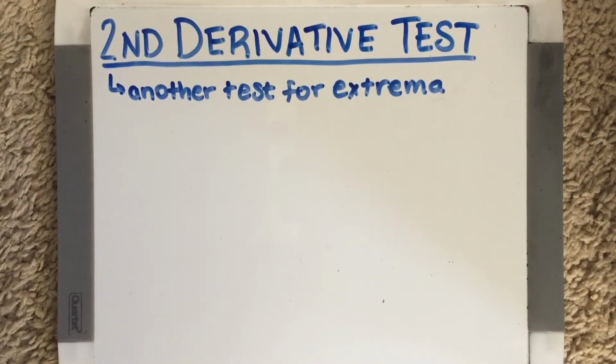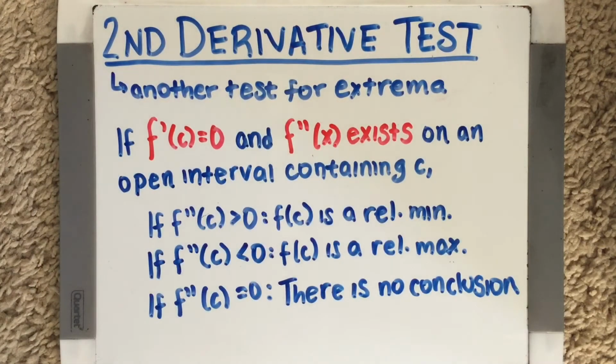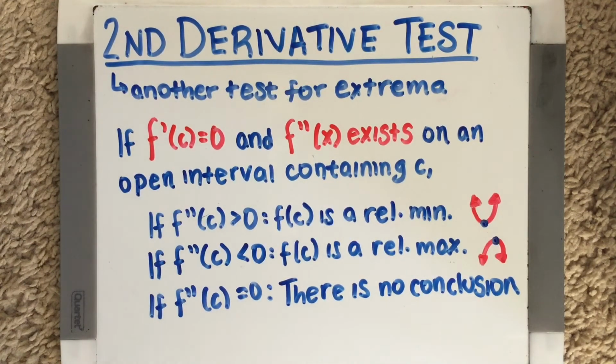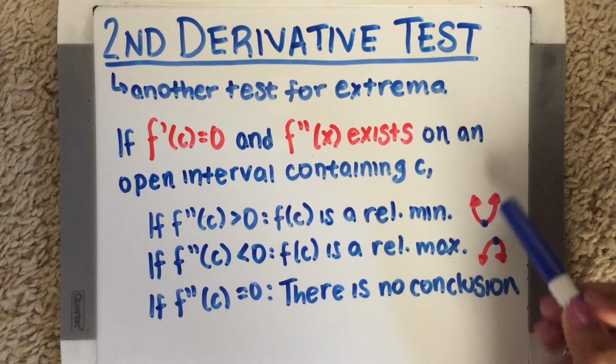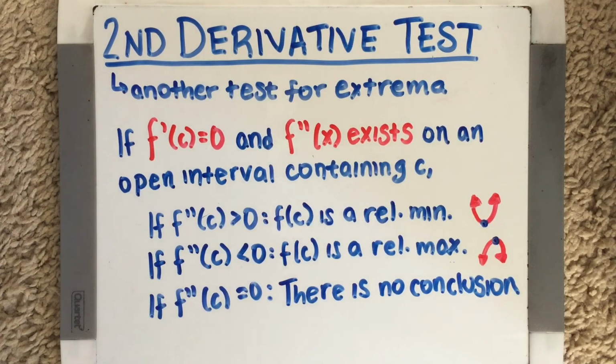Moving on, the second derivative test is another test for extrema, and it states that if f prime at some value c equals 0, and f prime of x exists on an open interval containing c, then if f double prime at c is positive, f of c is a relative minimum. If f double prime at c is negative, f of c is a relative maximum, and if it equals 0, there is no conclusion. Looking at the concavity of the graphs, if the graph is concave up, there must be a relative minimum, while if a graph is concave down, we can see that there must be a relative maximum.